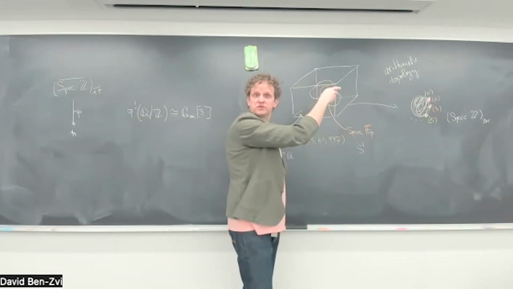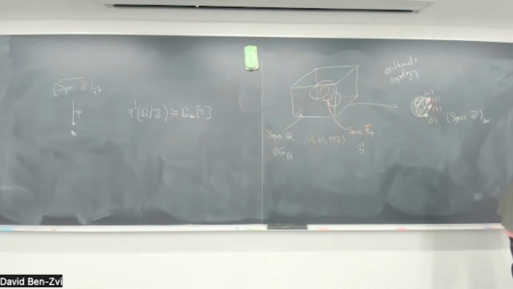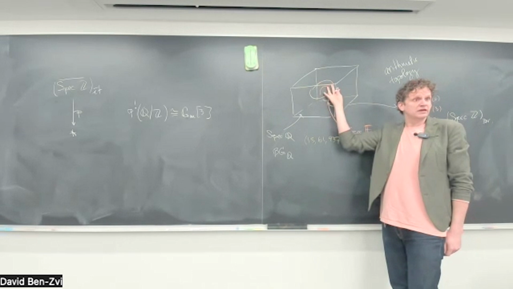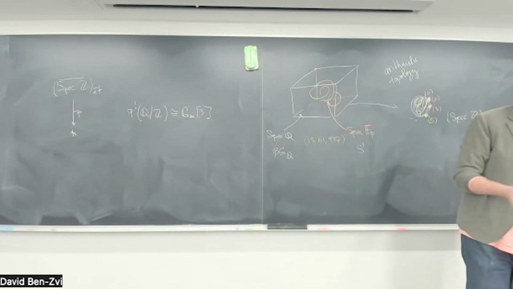So the story goes. And then when you have this tubular neighborhood around this knot, what can you do? You can take just the boundary of that tubular neighborhood. And that gives you something that looks like a knotted torus in here. And that knotted torus is supposed to correspond to Q_p in some sense.